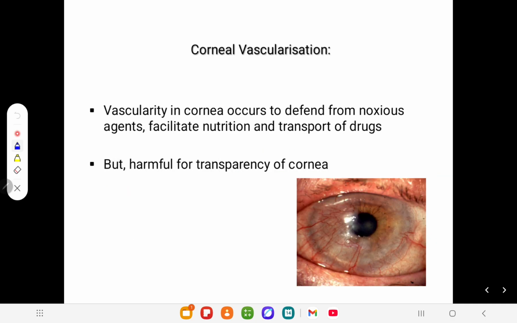So another theory we have to discuss is that the cornea is avascular. That's why the cornea is transparent, and how does the cornea maintain that avascularity? Vascularity in the cornea occurs to defend from noxious agents and facilitate nutrition and transport of drugs. Basically, if there is injury and the cornea has to be healed, vascularity is there, isn't it? Like corneal ulcer or anything else. But it is harmful for the transparency of the cornea, isn't it? If the cornea is vascularized, then definitely the cornea is non-transparent. So that's why the cornea tries to maintain its avascularity so that it can be transparent.